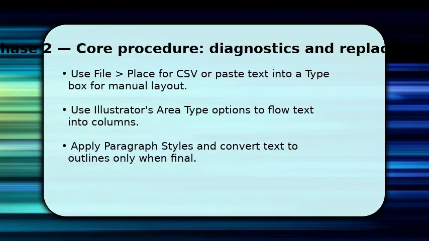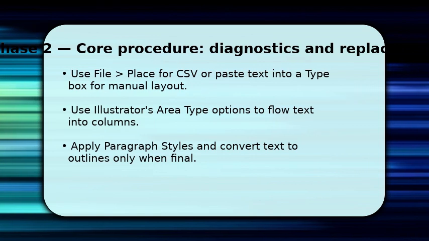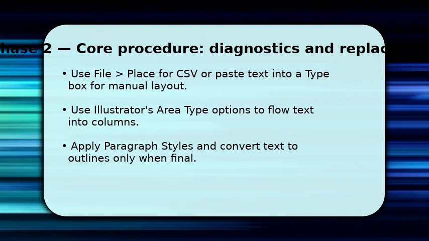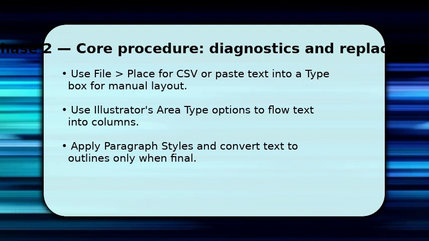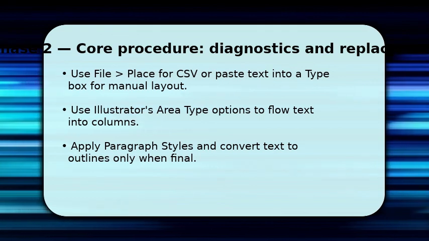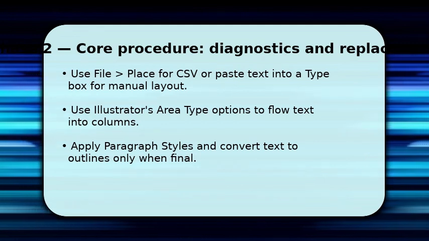Next, you transfer the data into Illustrator and format it for design. If you placed a CSV, Illustrator inserts it as plain text, so immediately use area type to flow into columns and set fixed widths. If you pasted from Excel, paste without formatting, then use /replace to fix line breaks. Apply paragraph styles to control font, spacing, and alignment. This keeps changes global. Make vector conversions only when layouts are frozen, because outlines remove editability.